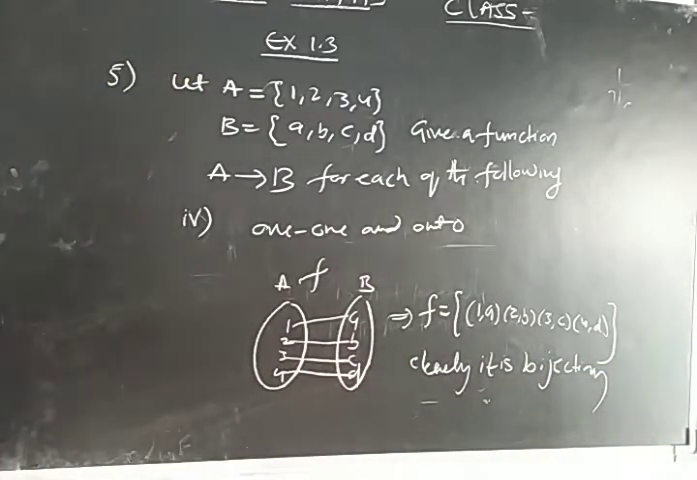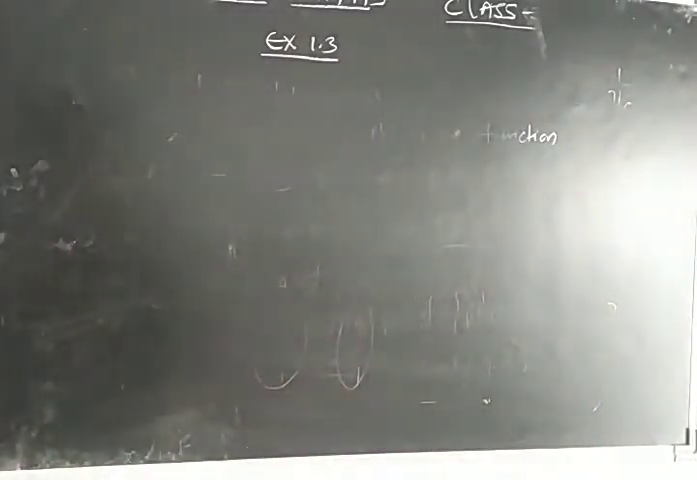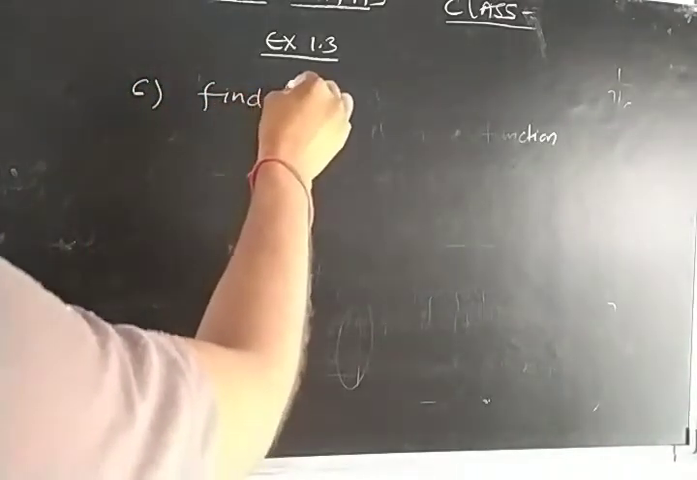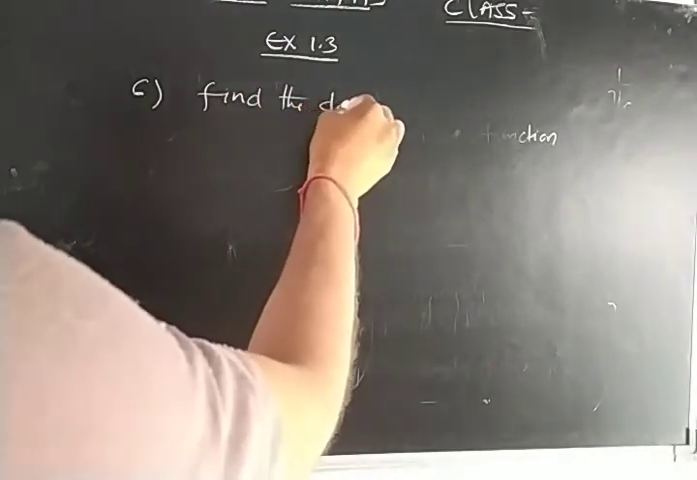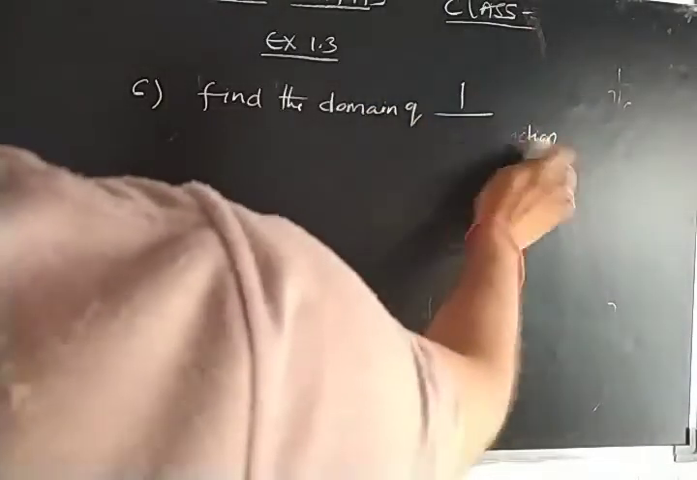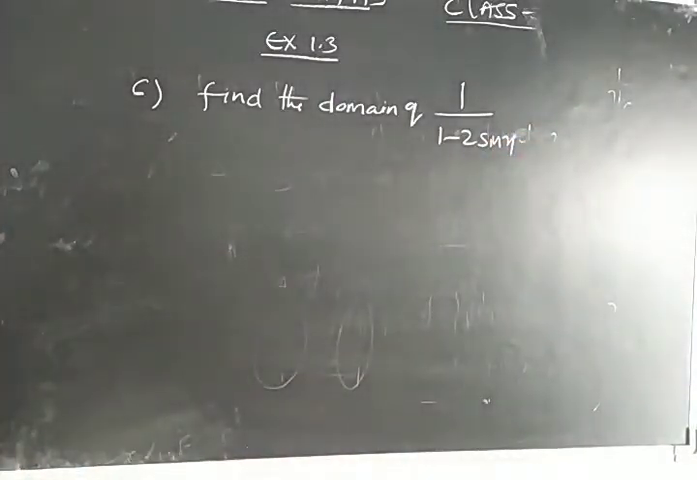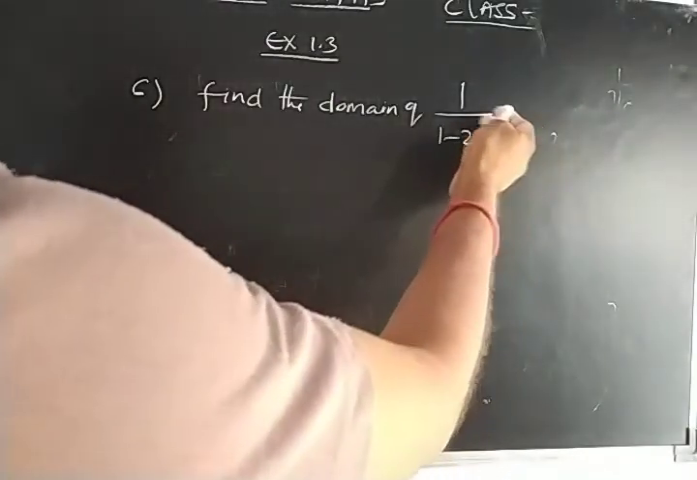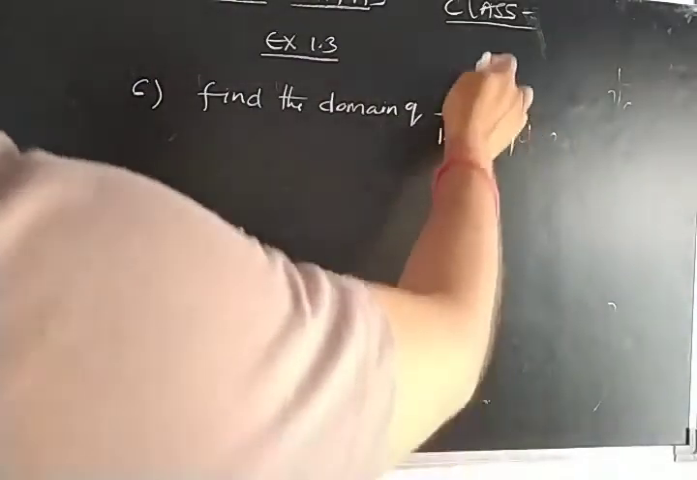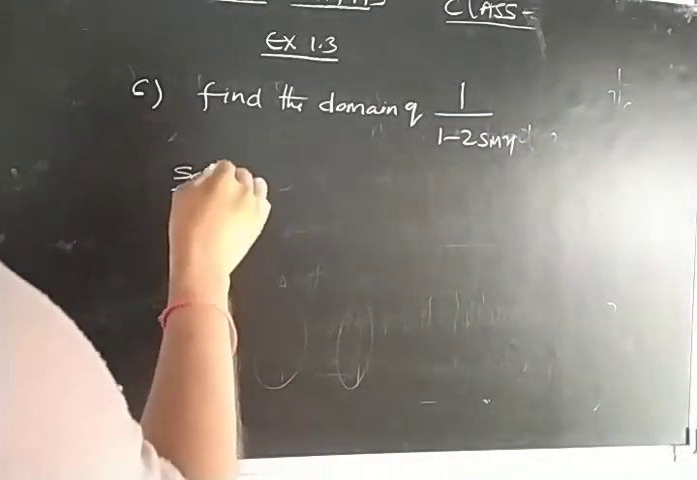Okay, right. Now problem number 6. Sixth problem. Find the domain of 1 by 1 minus 2 sin x. See how to find domain. For what values of x the denominator should not be 0. If it is 0, denominator is 0, 1 by 0 is not defined, right?